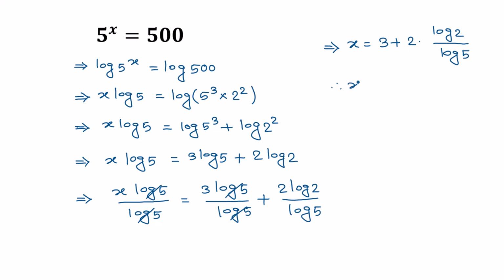So the value of x is equal to 3 plus 2 times log of 2 divided by log of 5. We can write this as log of 5 base 2. And this is the solution of our given equation.